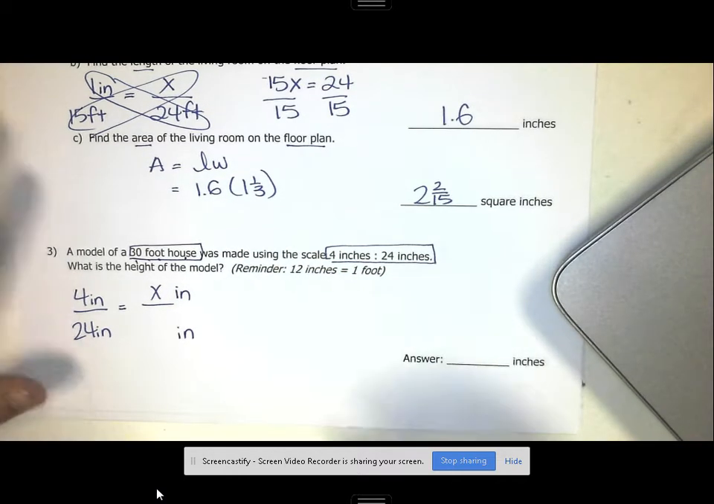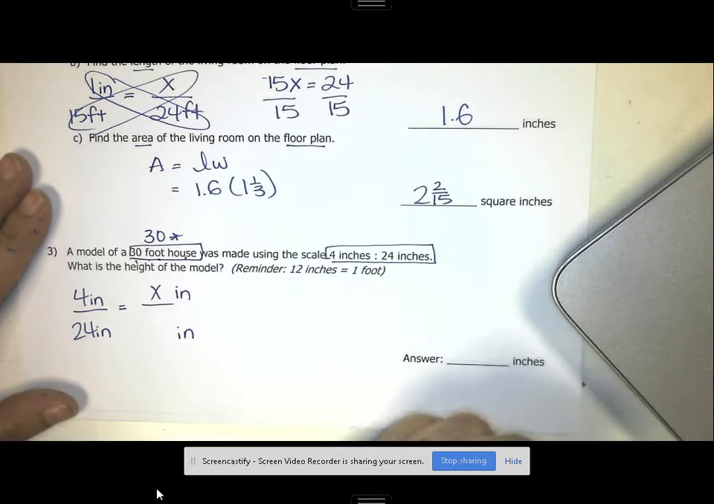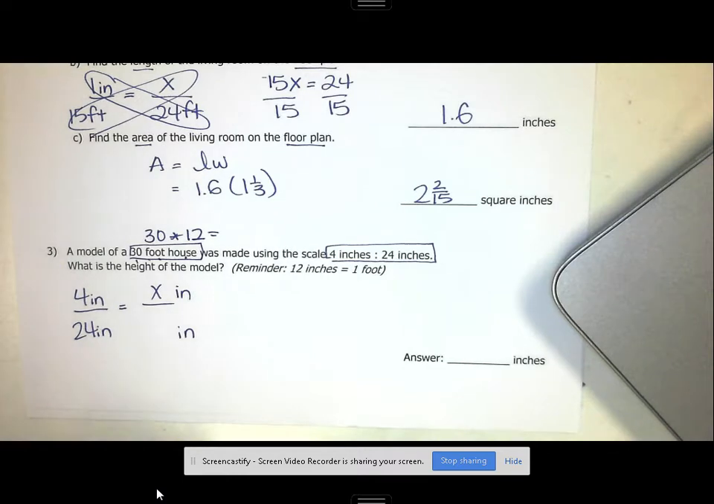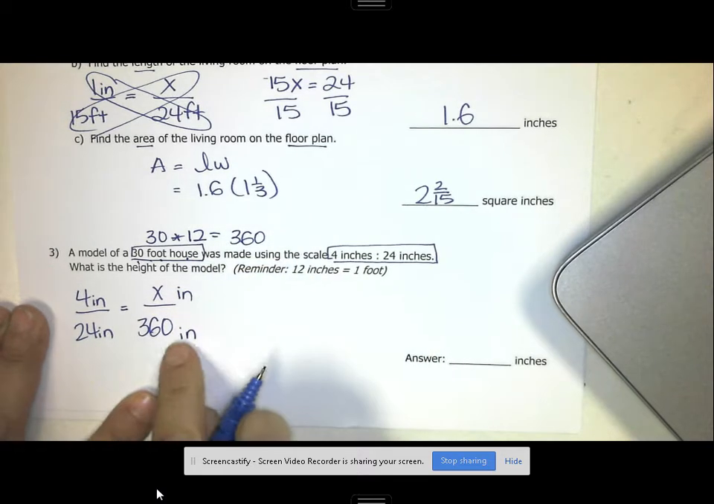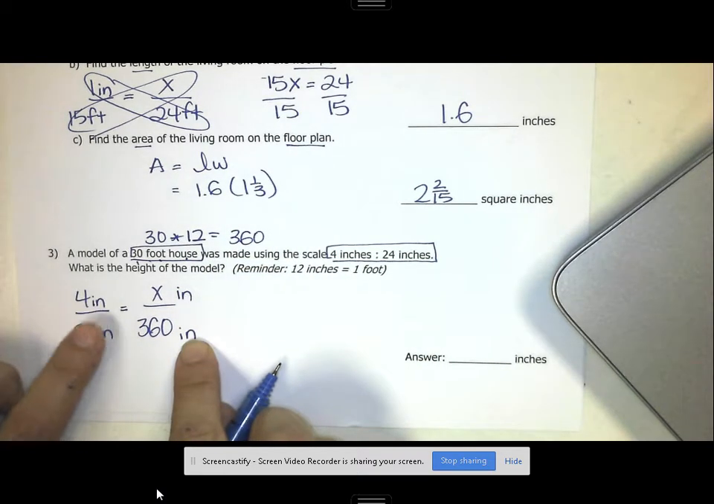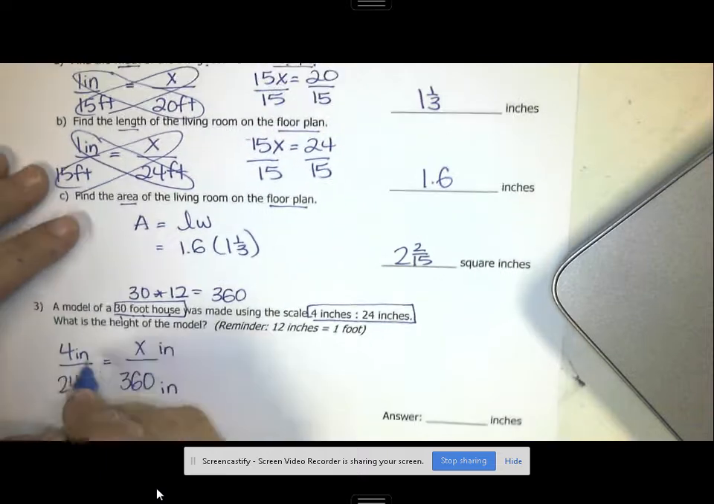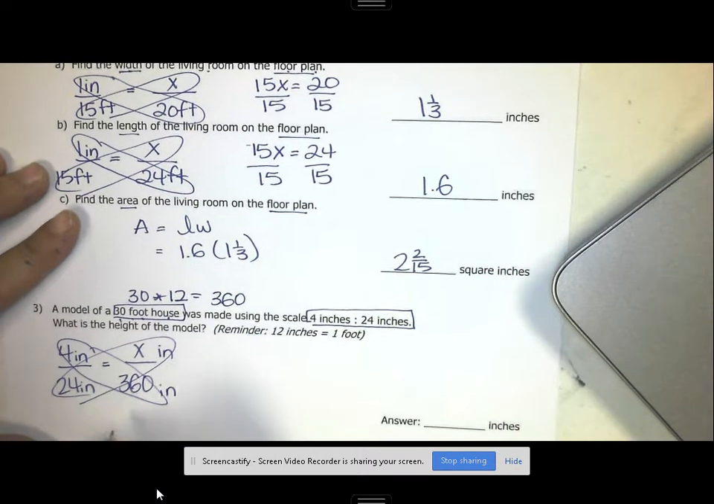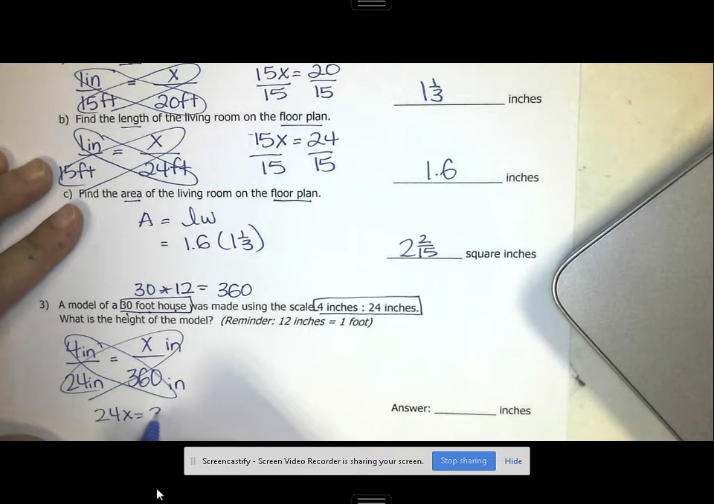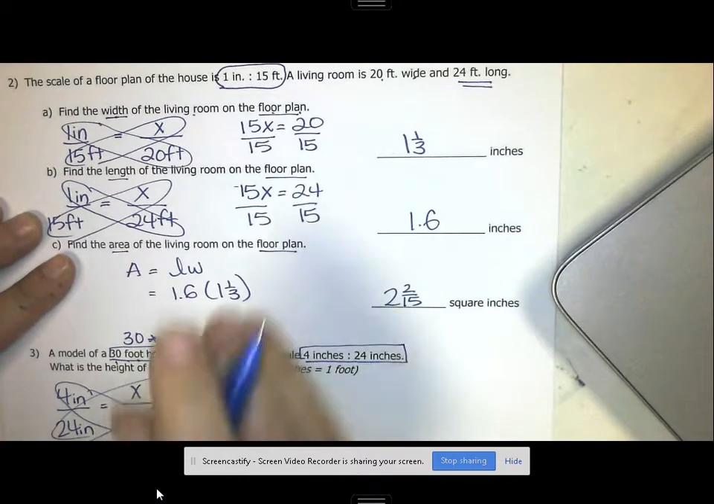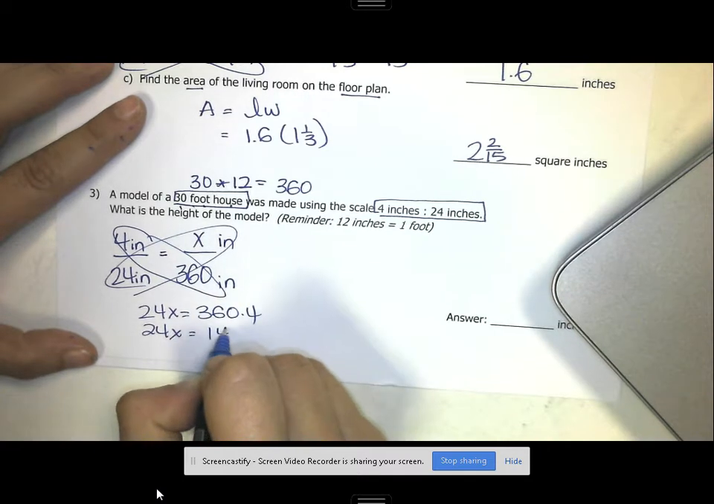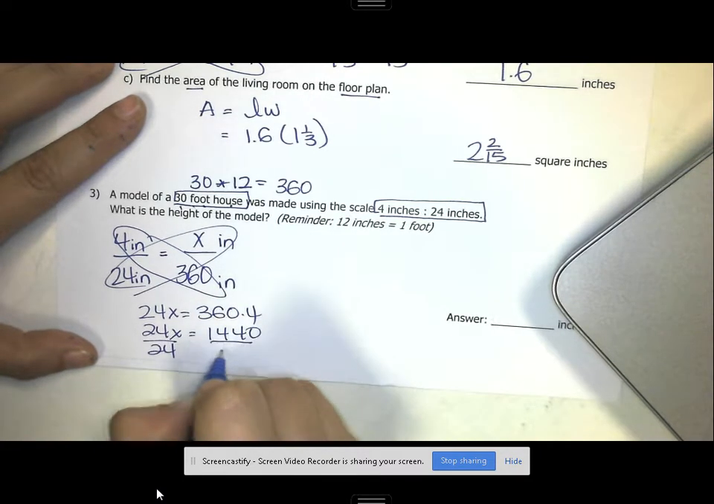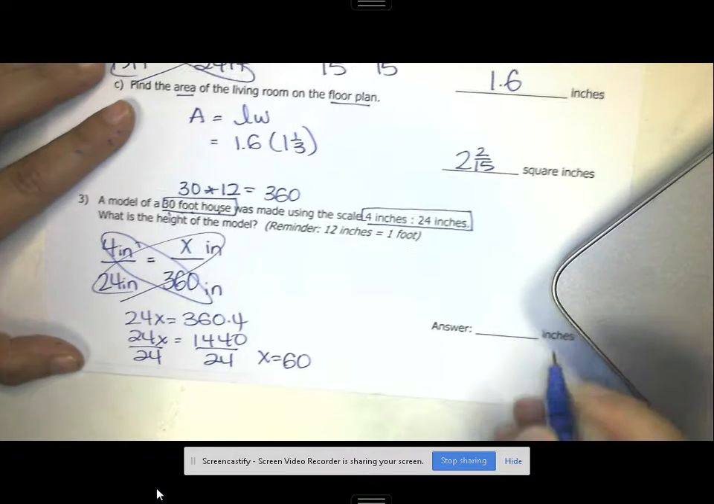So I could do 30 feet where every foot is 12 inches. How many inches is that? That's 360 inches. So I can plug in 360 inches, but I couldn't plug in feet if I started with inches and inches. All right, I can solve by cross multiplying. And I get 24x equals 360 times 4. 24x equals 1,440. Divide by 24, divide by 24. X equals 60. So my answer is going to be 60.